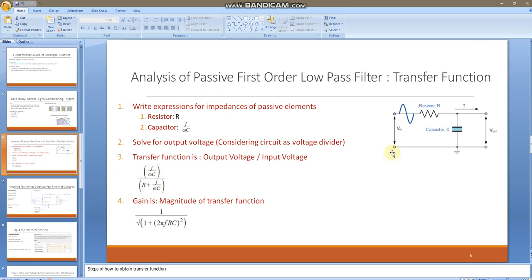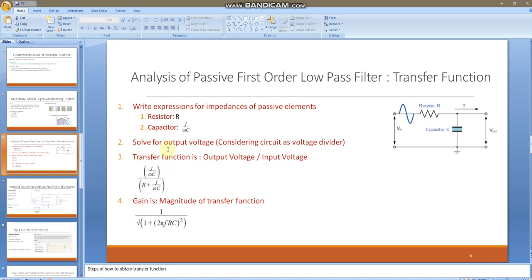Okay, then. Our objective is to predict the behavior of this simple first order passive low pass filter using mathematics alone and with the help of no other software or tool. And this can be done through obtaining an expression called the transfer function, finally obtaining an expression for the gain and evaluating it. Right.